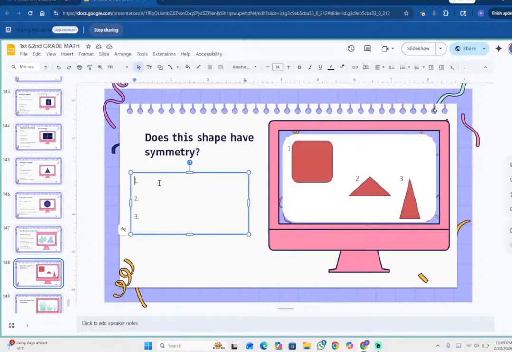Does this shape have symmetry? So the first one, square. So we can cut it vertically, horizontally, and diagonally. Yes. 4.